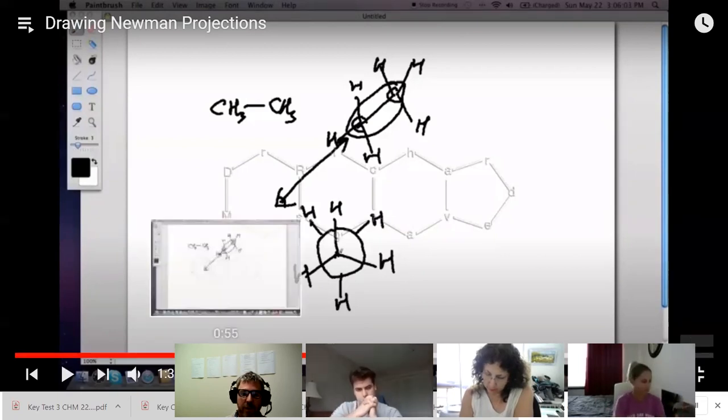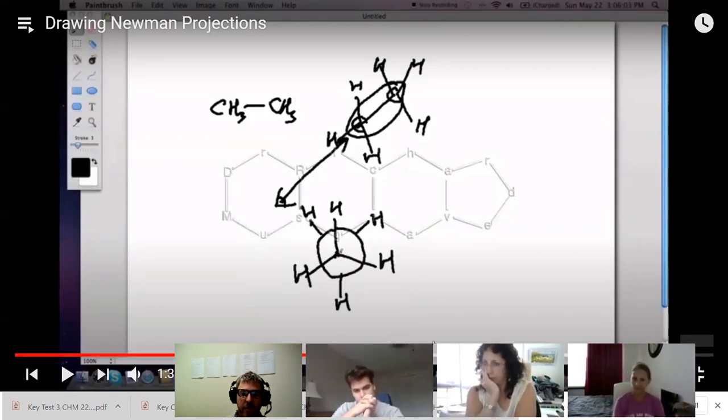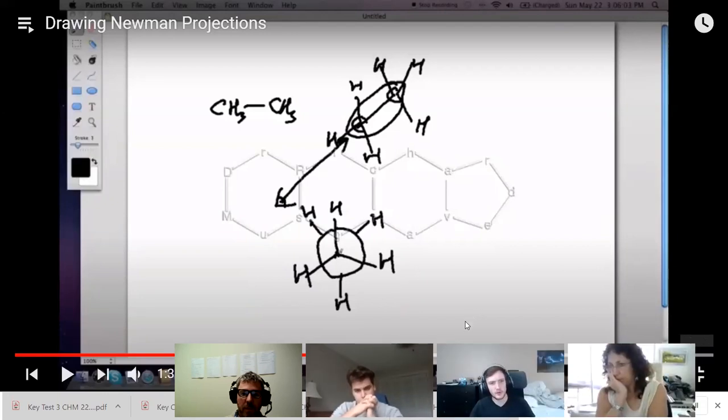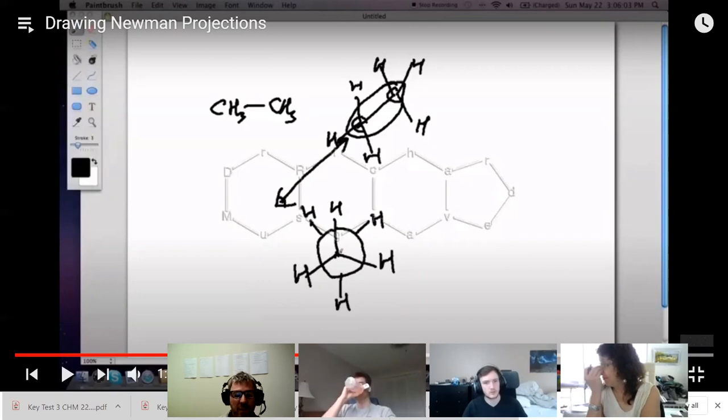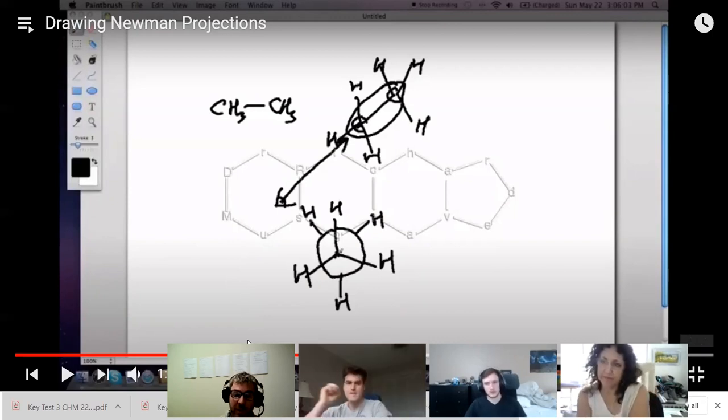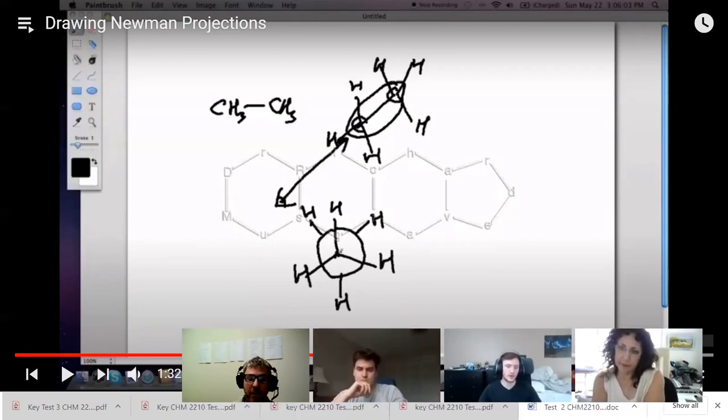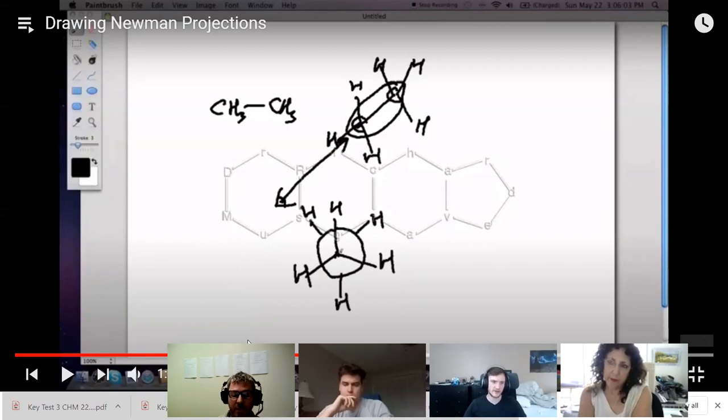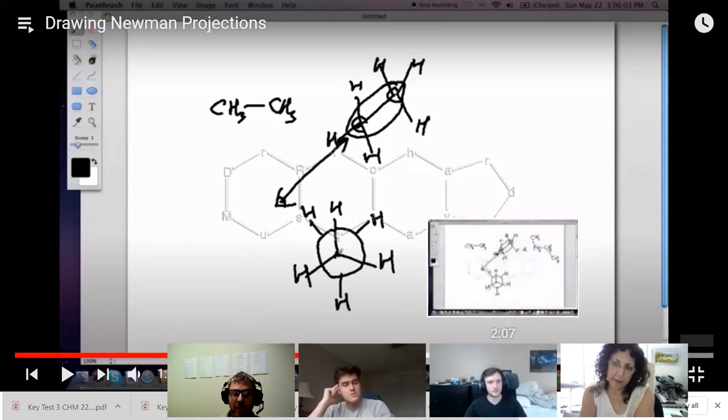Any questions? Does this only work with two carbons? No, it doesn't. We're only viewing down two carbons, but I'm going to show you examples where we have more than two carbons in the chain and how we handle that. If one of the H's was a carbon, for example, we'd still be treating it the same way, just that the H would be a C, but we'll get to that in a minute.